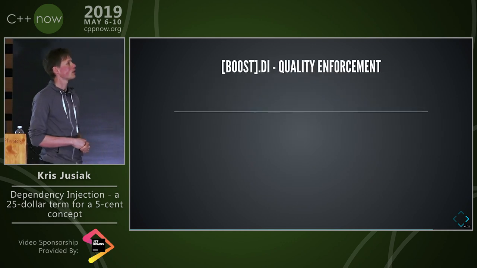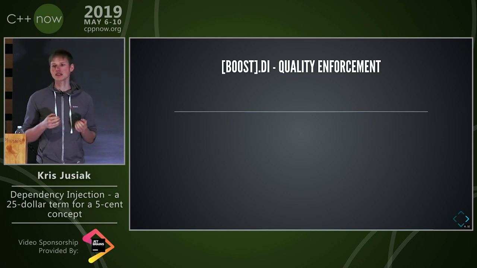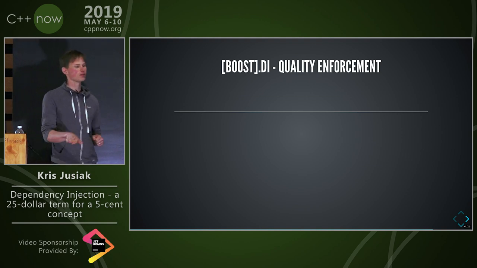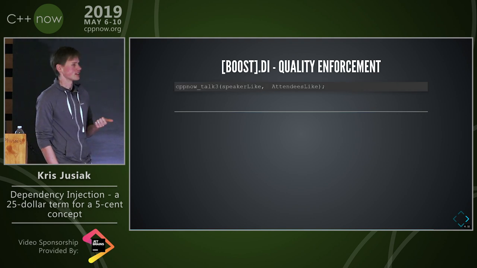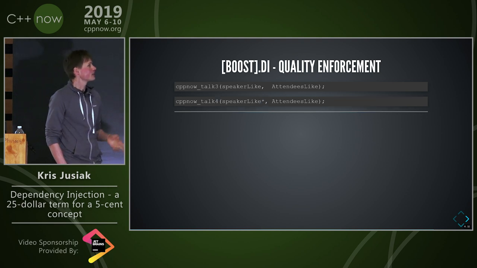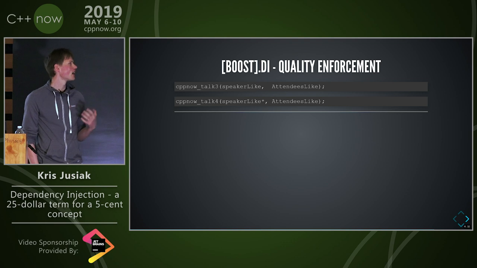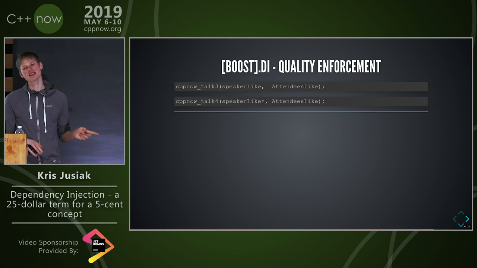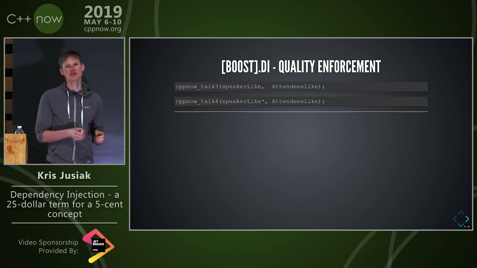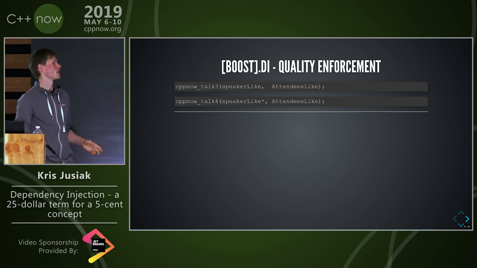And the last thing is the quality enforcement. It's often a case that you have some different policies in the company that you would like to say, oh, we don't allow raw pointers. We're better than that. So for example, imagine that, or something similar. We have talk three, which takes whatever that is. And after that, we have talk four, which takes a pointer to the speaker. And since we control the whole object graph creation, we would like to say, do not compile if anyone passed the pointer through the constructor, because that's against us. We don't know whether that's owned or not. Don't do that, for example.